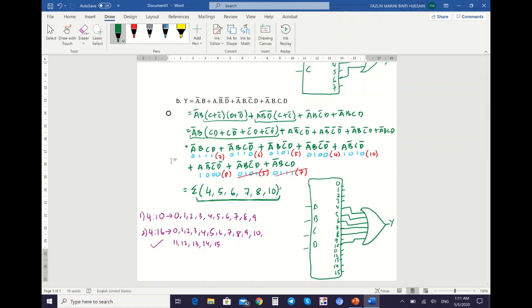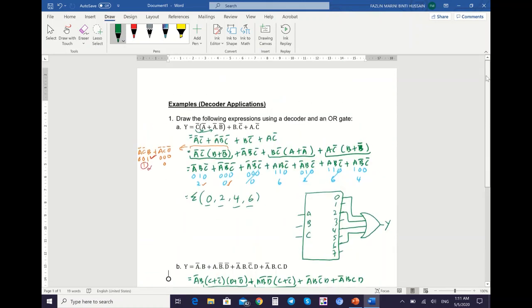I hope based on these two examples, you can fully understand this topic, which is the decoder applications, the process of drawing equations using the decoder and OR gate.